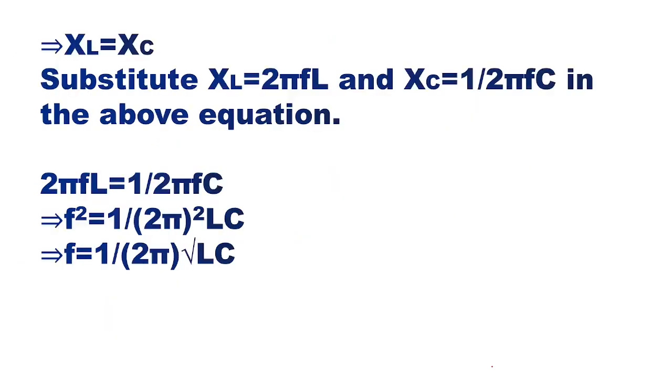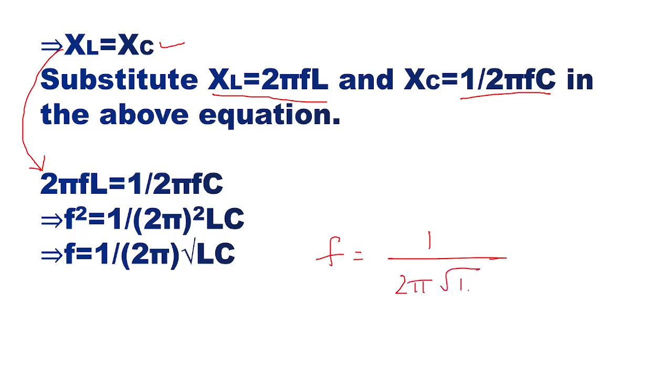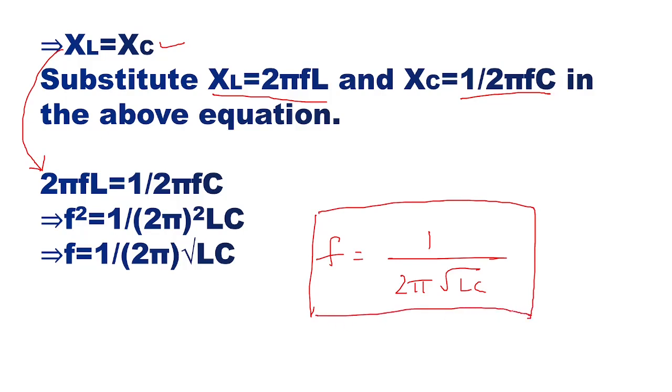So hence, we will start our equation as XL is equal to XC. As we have shown here, we substitute XL is equal to 2 pi FL and XC is equal to 1 upon 2 pi FC in this equation. If you equate them, we get F square is equal to 1 upon 4 pi square LC, and we get F is equal to 1 upon 2 pi root LC. So F is equal to 1 upon 2 pi root LC will be the expression for the resonant frequency in series resonance. This is very important to understand.